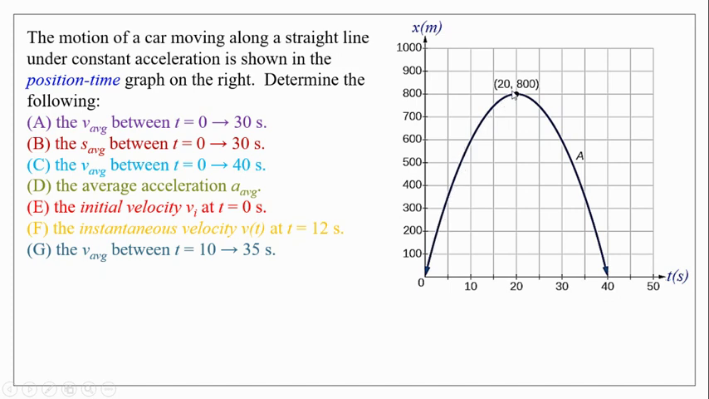Well, how do I know that? Because at 20 seconds it is at a position of 800. So it started from the origin on the number line, and 20 seconds later it is to the right of the origin, a distance of 800. So that would indicate that it's moving in the positive direction.